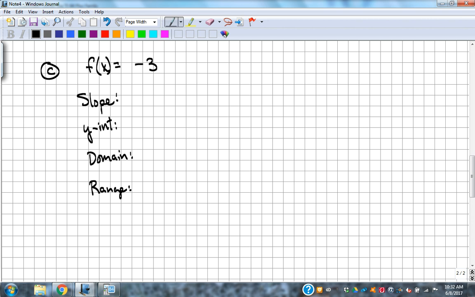All right. Slope, y-intercept, domain, and range. But this one has f of x is equal to -3, and that's it. Nothing else in the problem. Just f of x is equal to -3.